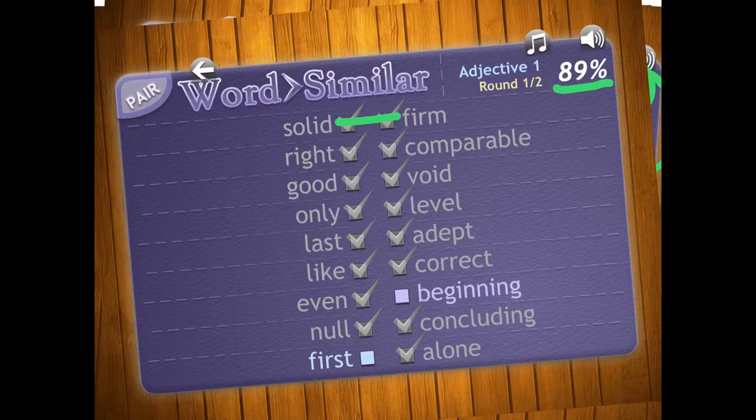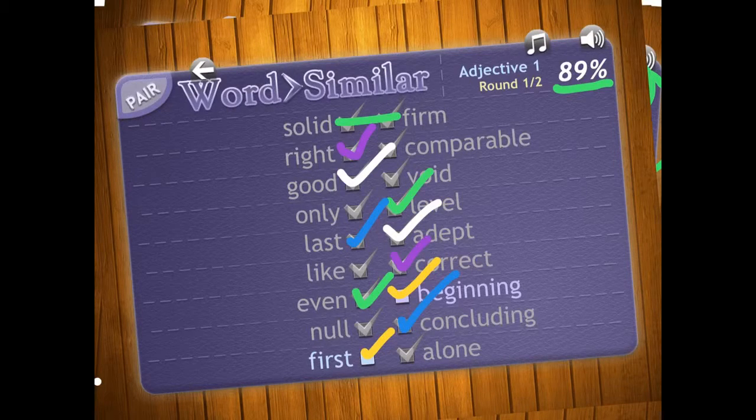You can't see which ones are attached, but naturally level and even, we have right and correct, and we have good and adequate, and we've got first and beginning, and we've got last and concluding, and so on and so forth. You can see the rest of them on your own and figure out how to go from there. So once this is all done, and once like and first and beginning are clicked through, and the final one is done, it will move on to the next round.